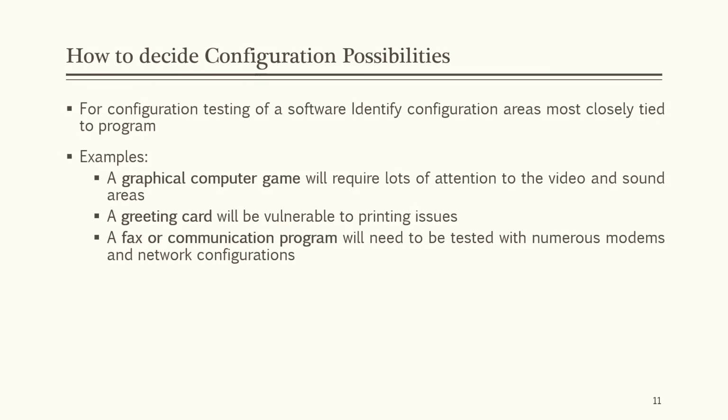How to decide configuration possibilities? For configuration testing of software, identify configuration areas most closely tied to the program. For example, a graphical computer game will require lots of attention to the video and sound areas. A greeting card program will be vulnerable to printing issues. A fax or communication program will need to be tested with numerous modems and network configurations.